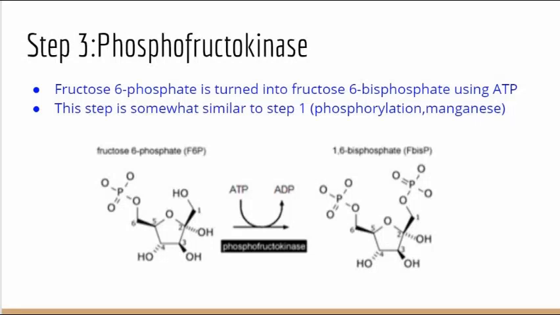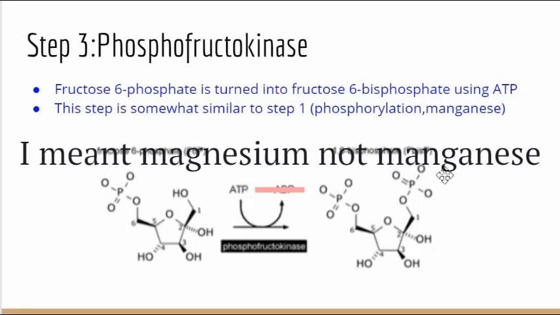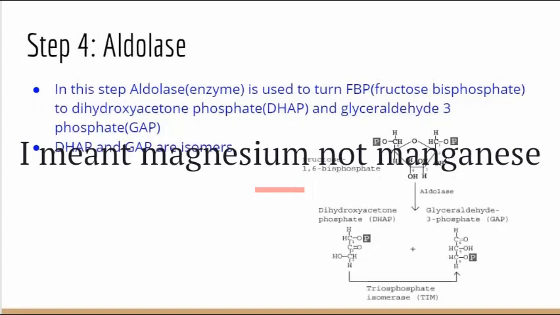Right. Moving on to step 3, we have phosphofructokinase. Phosphofructokinase essentially turns fructose 6-phosphate into fructose 1,6-bisphosphate using 1 ATP. So it's similar to step 1 in that phosphorylation is happening. We also have the use of magnesium and so on. As you can see, there's another phosphate, hence the name bisphosphate.